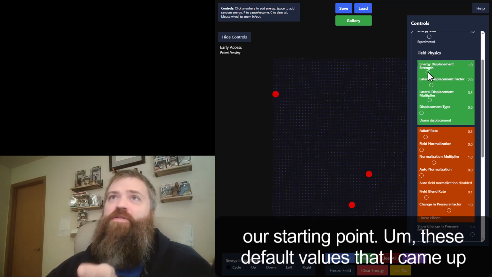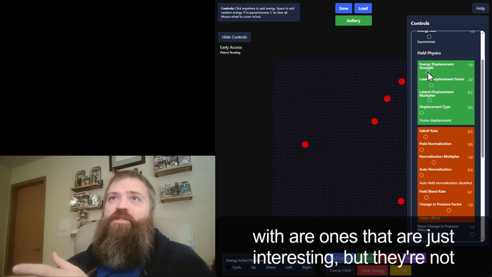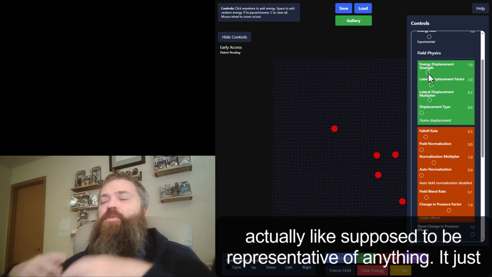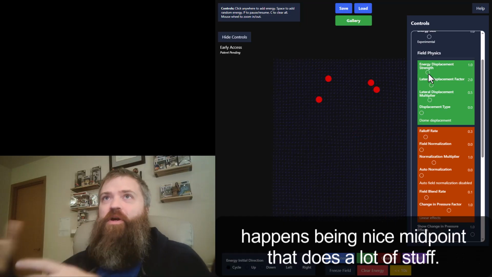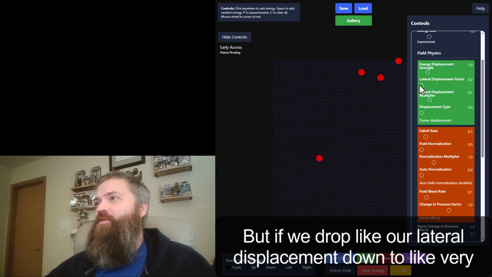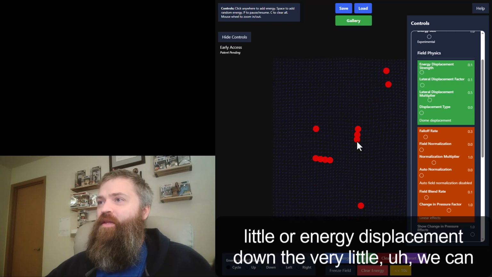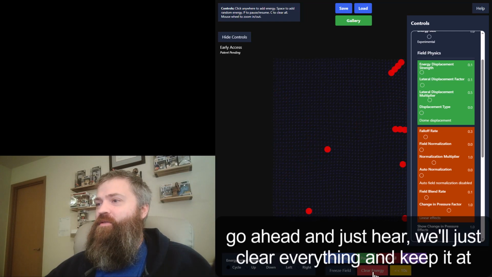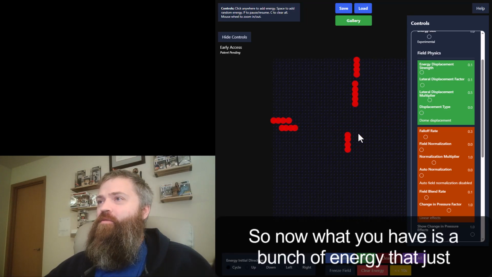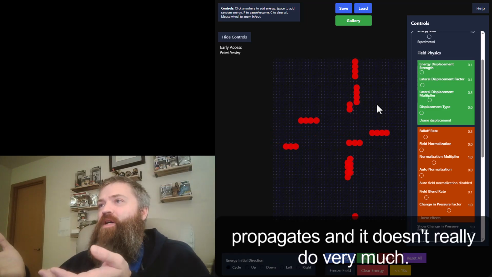These default values that I came up with are just interesting, but they're not supposed to be representative of anything. It just happens to be a nice midpoint that does a lot of stuff. But if we drop our lateral displacement down to very little, or energy displacement down to very little, we can clear everything and keep it at that. So now what you have is a bunch of energy that just propagates, and it doesn't really do very much.